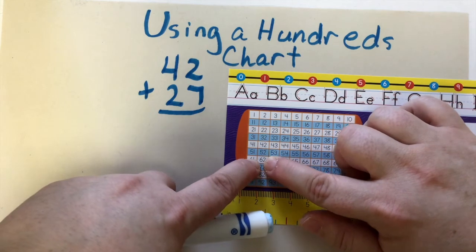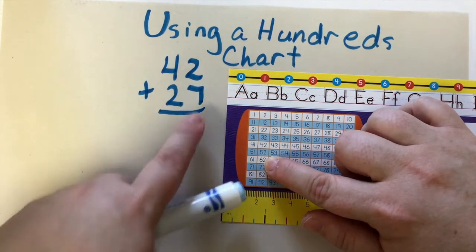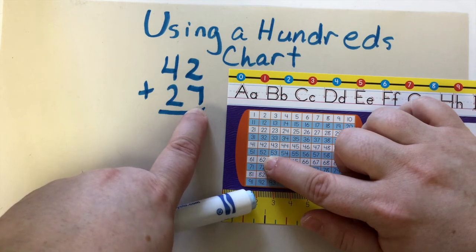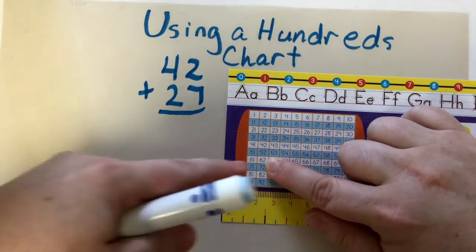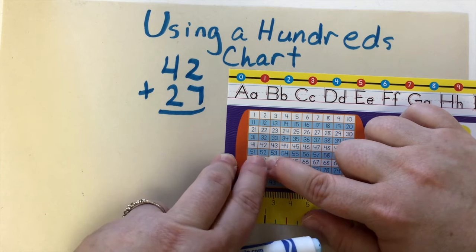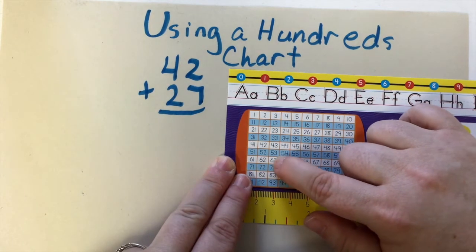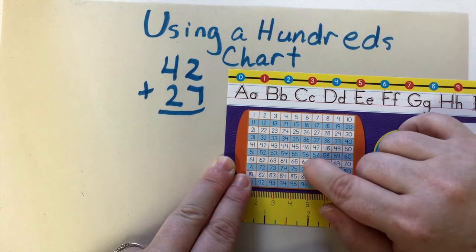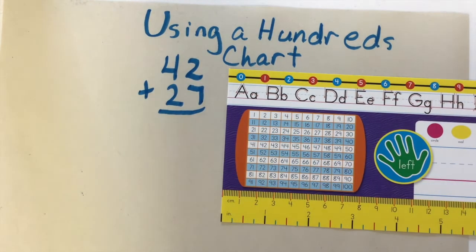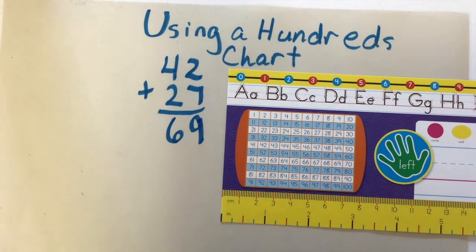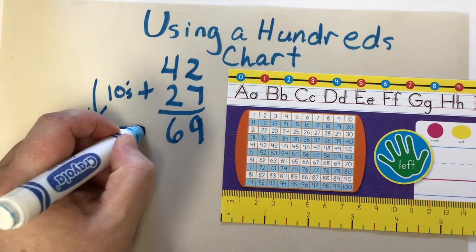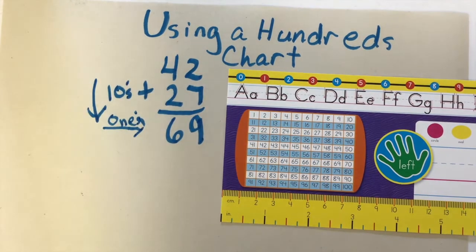Now we're at 62, but we're not done yet. No. We have the ones to take care of, and we have 7. So we're going to hop across this way 7 times. So not counting this front one, that's a lot of mistakes people make. 1, 2, 3, 4, 5, 6, 7, 69. There it is. And that's how it works. You go down for the tens and across for ones. Easy peasy lemon squeezy.